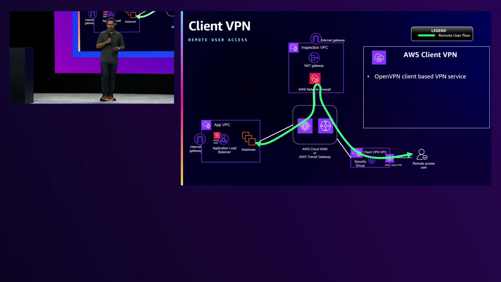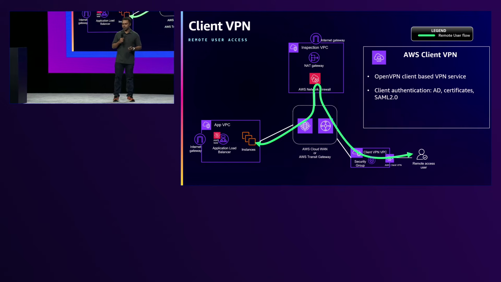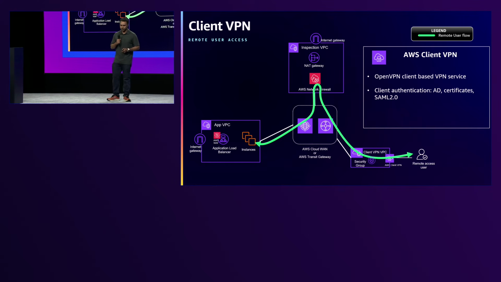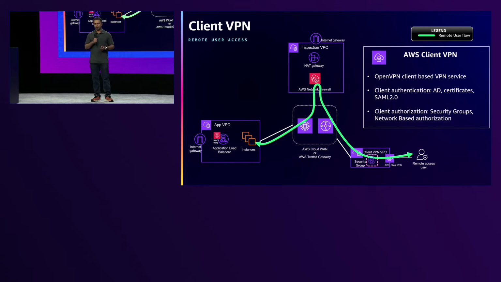So it is basically a client-based VPN service. Your client can be an OpenVPN client, or you can use an AWS client. From an authentication perspective, you can use various mechanisms like Active Directory or SAML, or use certificates for mutual authentication. Now, on the authorization side of the house, with Client VPN, you get a Client VPN endpoint, and you can apply security groups over there.